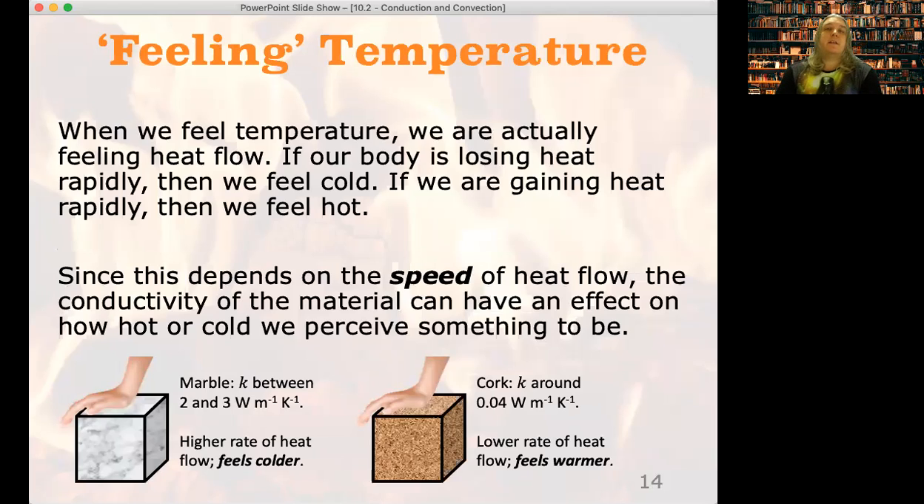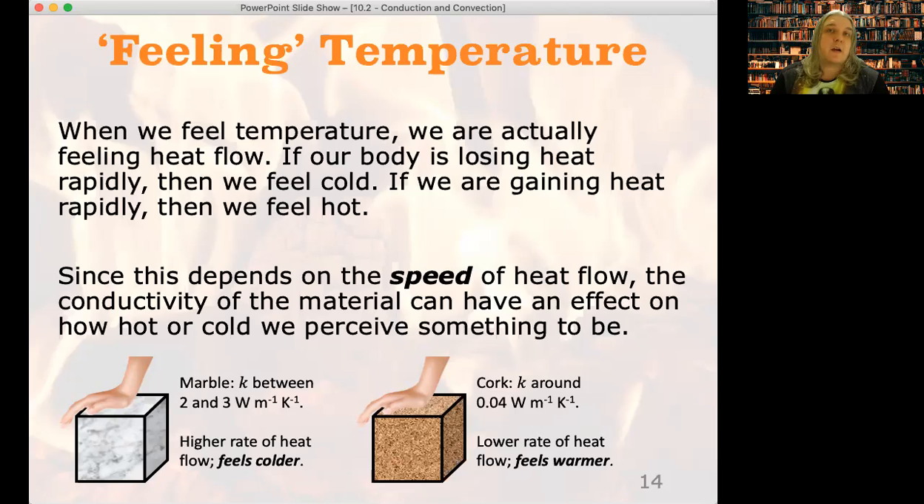When we talk about feeling temperature, how hot or cold something feels, we're actually talking about heat flow. We don't feel the exact temperature of an object. What we feel is how quickly our hand, or whatever part of our body is touching it, is gaining or losing thermal energy. If we gain too much, then we feel hot. If we gain even more than that, we'll start to burn. If we lose too much, we feel cold. And if we lose even more than that, then we'll actually start to get frozen, we'll get frostbite or other damage to our cells from the loss of energy.